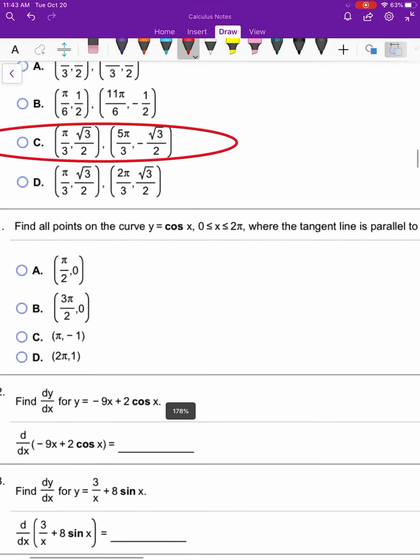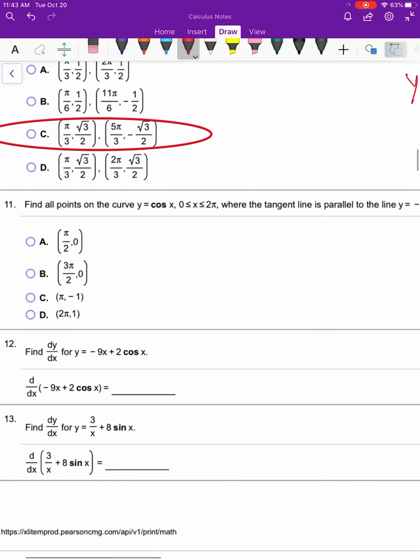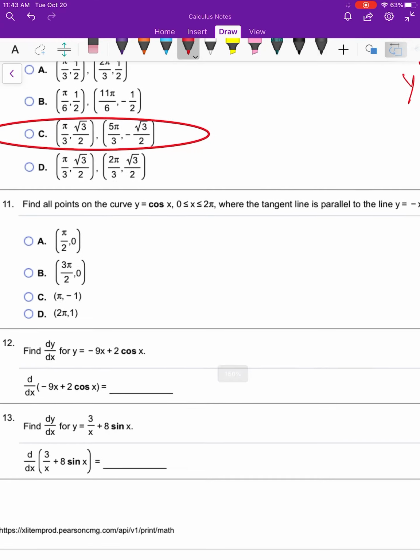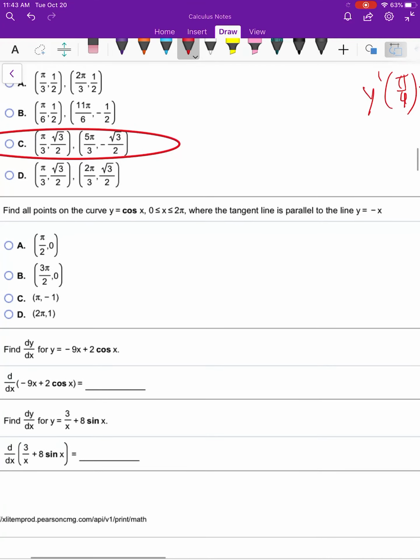There it is. Okay, number 11, find all points on the curve y equals cosine x where the tangent line is parallel to negative x. So you're going to do the same thing on that one. You've got your y equals cosine x, you've got your y prime is negative sine. You know that if it's parallel to this, then the slope of the tangent is going to be negative 1. So you want to know when the derivative, which is the slope of the tangent, negative sine x, equals negative 1. And so if I divide by a negative on both sides, I want to know where the sine of x is positive 1.